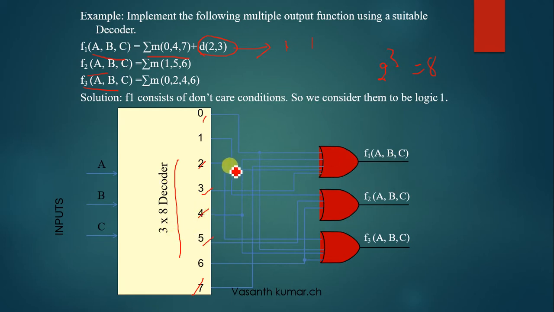Okay, so how to make this function? It's an OR function basically. So you take 0 output from this, 2 out, that is 4, you take it as an input to this OR gate, and then 7 as an input to this OR gate. These two combinations, 2 and 3, we have considered the don't care conditions as high, so 2 also should be given to this OR gate, and so on. Similarly, whatever functions are available, you directly provide them to an OR gate, right?